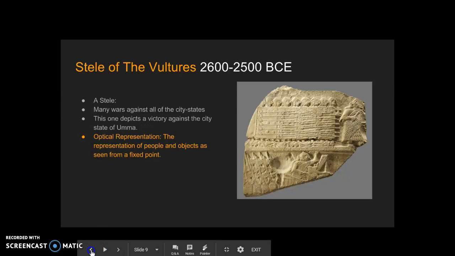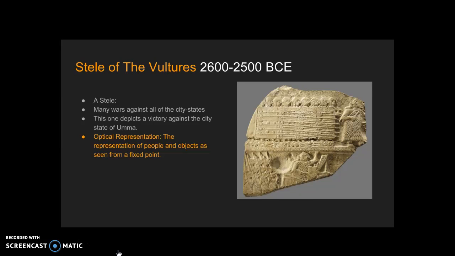We'll talk about that one more because that is one of our artifacts. The stele of the vultures. In this one, we're talking about optical representation, which means the representation of people and objects as seen from a fixed point. So you're seeing them at the exact same point, even though they're on different ground lines. This was a stele, and if you remember what the stele was from last chapter, it's a carved slab that's erected to commemorate a historical event or, in some cultures, mark a grave. We did that with the anthropomorphic stele last chapter.